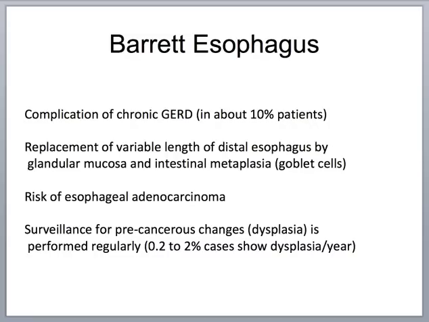to surveil them for the development of dysplasia, which is identifying pre-malignant changes, and these patients undergo routine surveillance endoscopy to identify changes that put them at increased risk for the development of cancer.